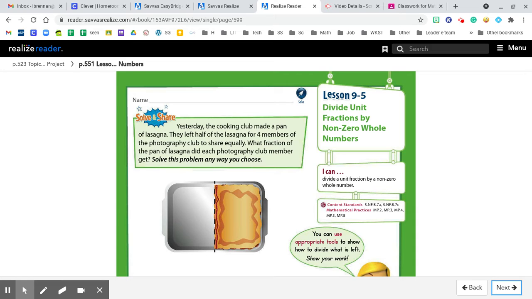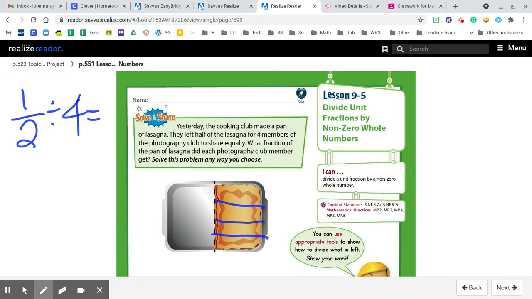So yesterday, the cooking club made a pan of lasagna. They left half the lasagna for 4 members, so we're dividing a fraction by a whole number. What fraction of the pan did each photography club member get? So we have 1/2, and we're dividing it into the 4 members. So how much is each person going to get?